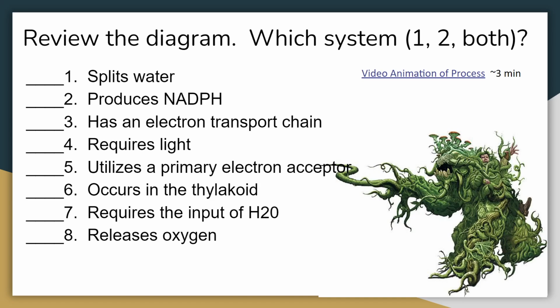Which photosystem splits water, 1 or 2? 2. Which photosystem produces NADPH? 1. Which has the electron transport chain? I would say both, but they have different types of electron transport chains, right? Which one requires light? Both. Which one utilizes a primary electron acceptor? 1, because it's going to be NADPH. Which one occurs in the thylakoid? Which one requires the input of H2O? 2. Which one releases oxygen? 2, we release oxygen when we split the water.